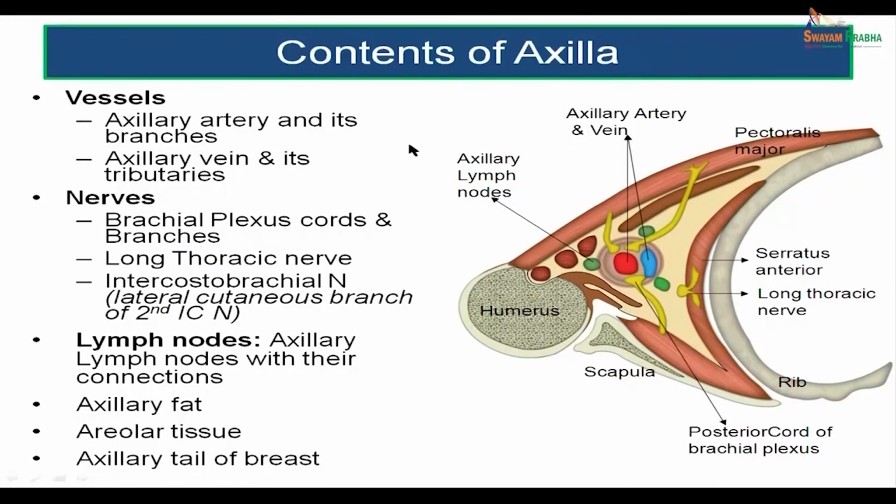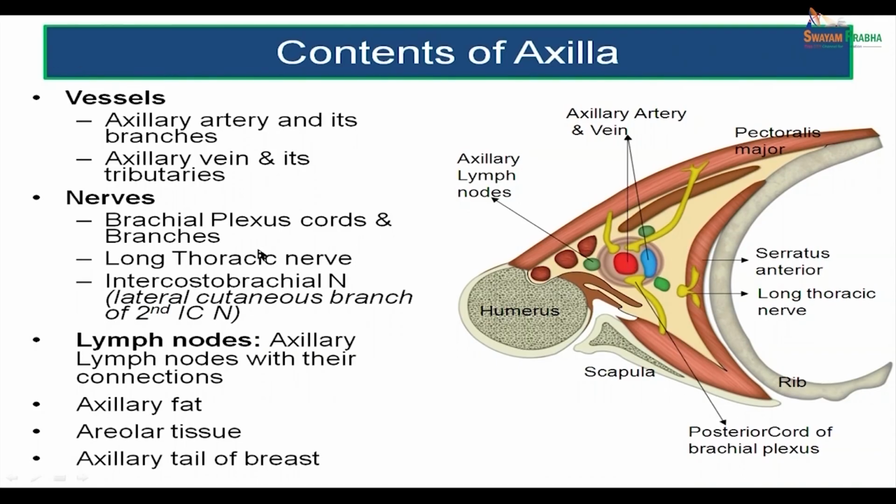Now coming to contents. What are the contents? So the same diagram showing you the contents. Now the contents are vessels, nerves, lymph nodes and other structures. So what are the vessels? We have the axillary artery and its branches, we have the axillary vein and its tributaries. As you can see, axillary vein is medial and axillary artery is lateral.